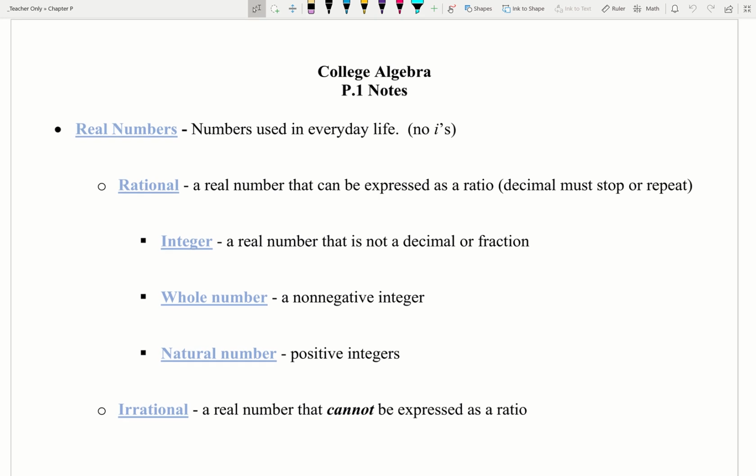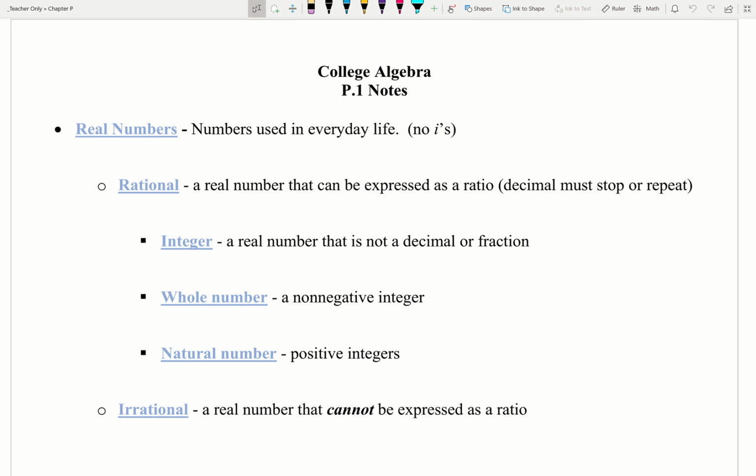We're going to go ahead and start off with Chapter P, we're calling it. That's P for prerequisites, and this is something that you can find in your textbook. Basically, what we're going to be talking about here are just a couple of basic algebra concepts that you're going to need for future chapters in this course.